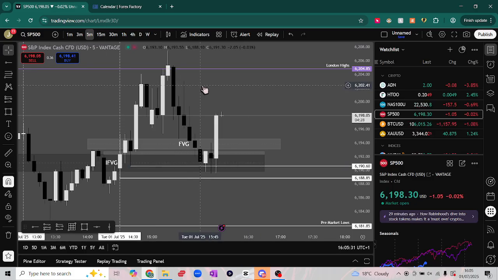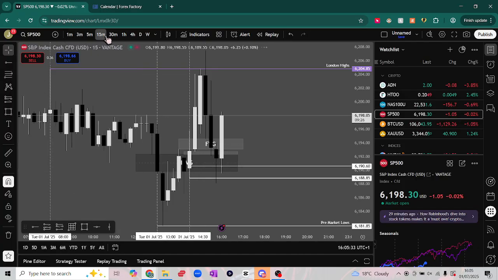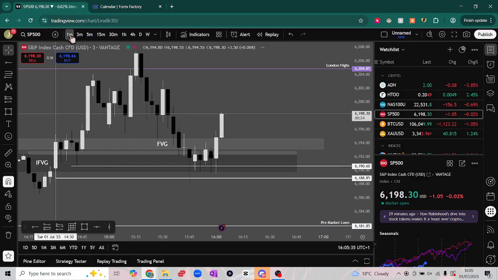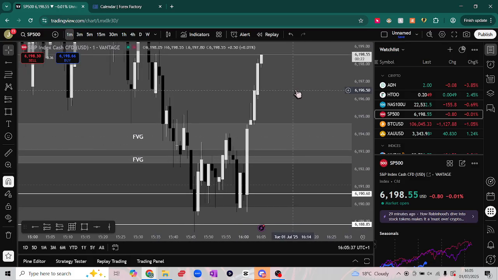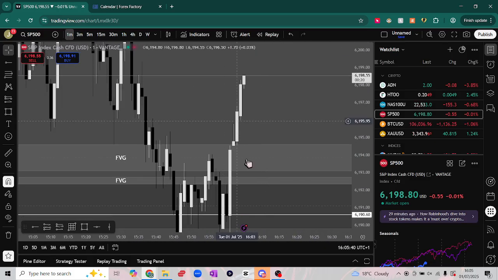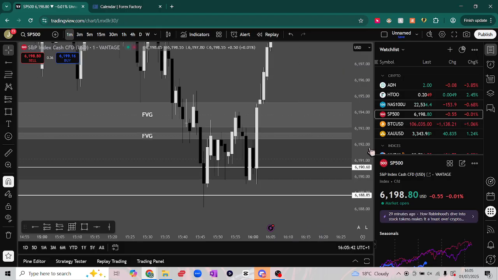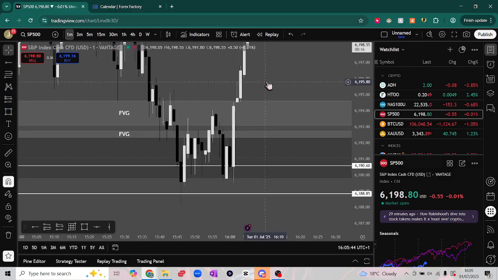We've done a really good job on the 5-minute break of structure back up. I mean, it's so what I was looking for. So this is kind of making its move now. And we haven't got what we needed.